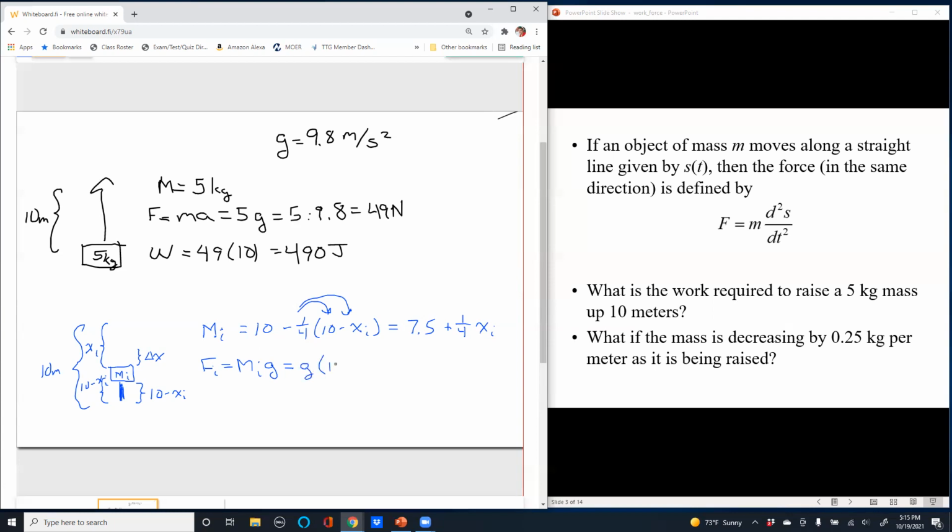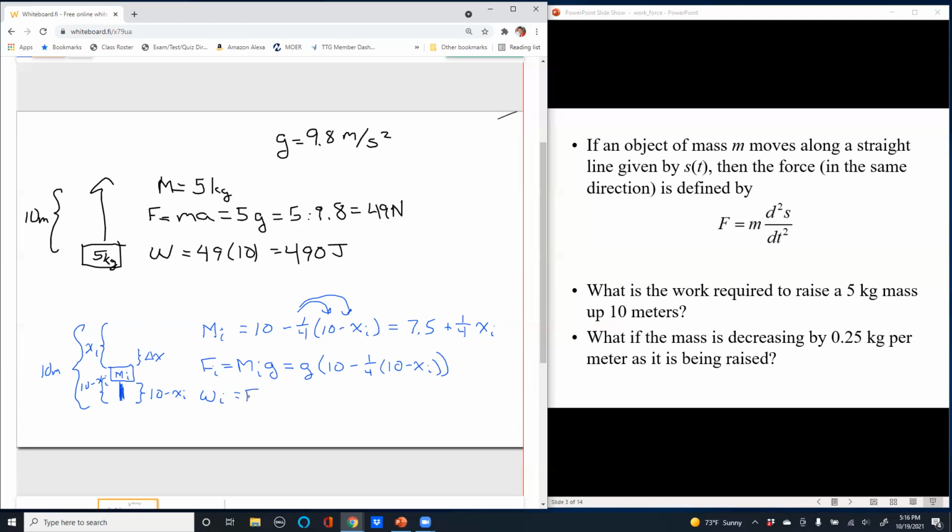So G times 10 minus 1/4 of 10 minus x sub I. This is the force on the ith slice. Now our goal is to get work. So we want to get the work on the ith slice. Well, remember what we were saying. We were just going to try and move it delta x. So we're just moving it this little bit, and then we're going to move it another delta x, another delta x. And we'll sum all those up with the definite integral.